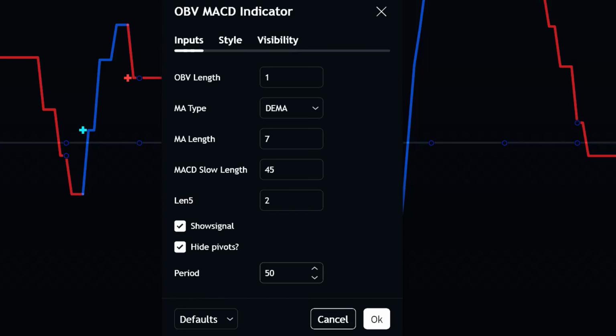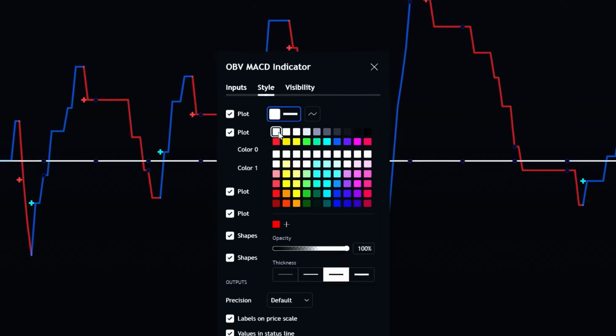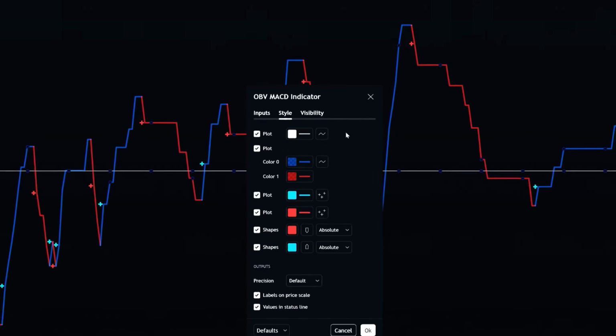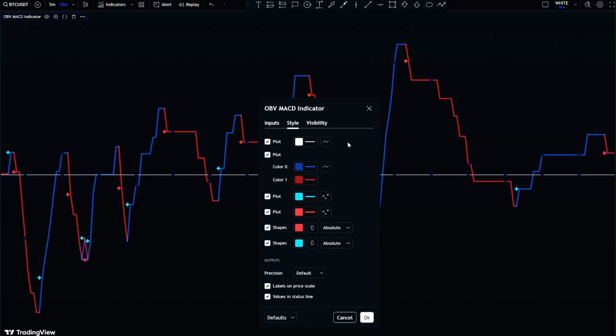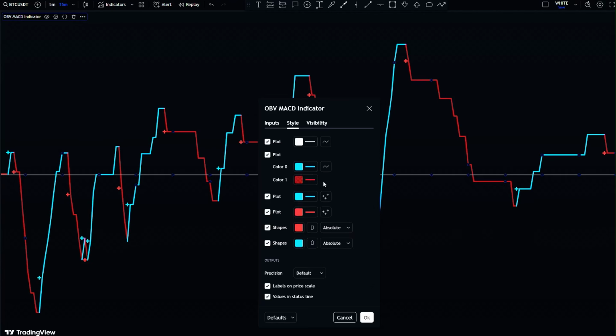As for the period value, there's no need to make any changes, as the default setting is suitable for our strategy. Finally, to improve the indicator visibility on the chart, head to the Style section and feel free to experiment with various settings. By adjusting the colors, line thickness, and other visual aspects, you can make the indicator stand out and suit your personal preference, just like I'm doing here.